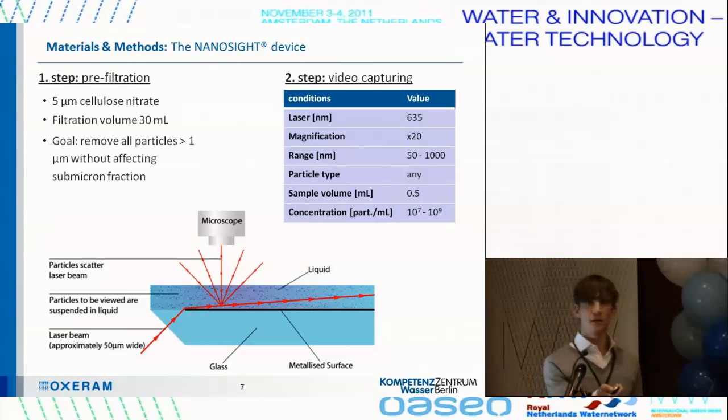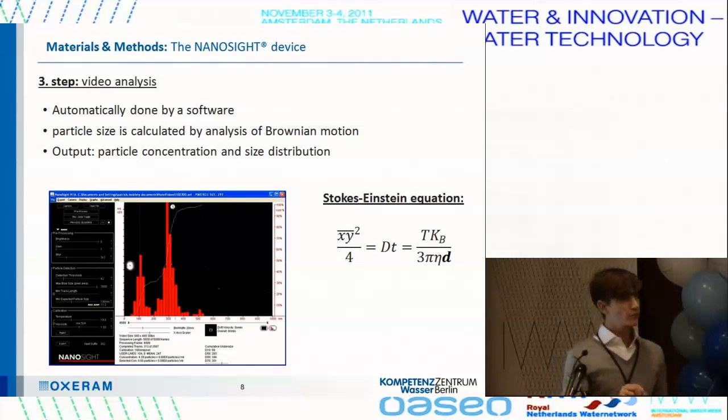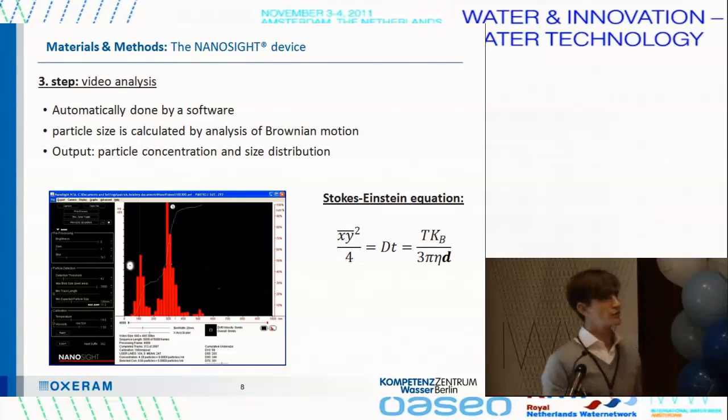In the third step, a software analyzes this video, and as you know, every particle, depending on its size, has a different movement because of Brownian motion. The software analyzes the way the particle moves, and by knowing the temperature and the viscosity of the sample, it can calculate the diameter of the particles and, of course, the total concentration of the sample.